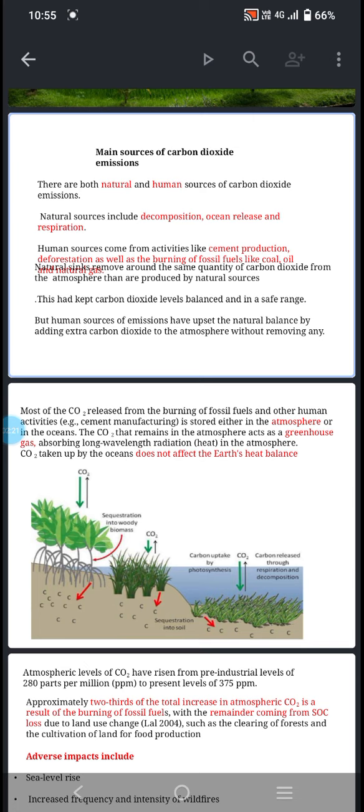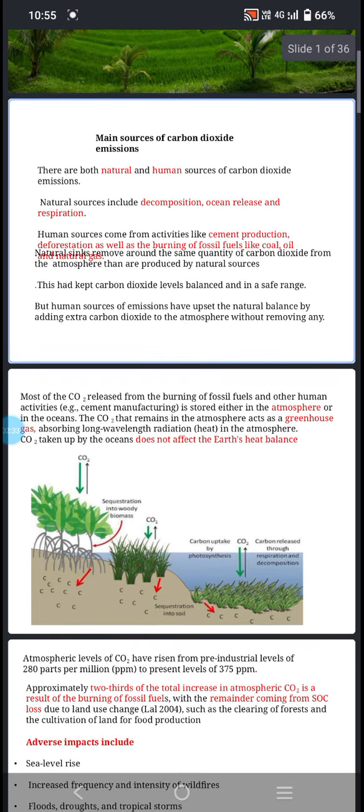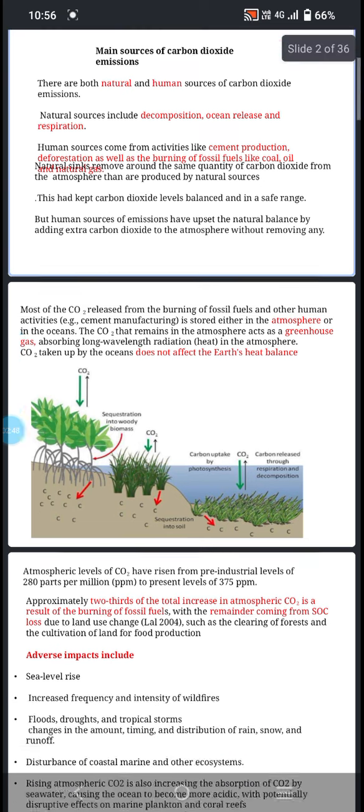CO2 is taken up by the plants and oxygen is released by the plants. There is sequestration into woody biomass, carbon dioxide uptake by photosynthesis, and carbon dioxide released through respiration and decomposition. These all take place through the soil, called carbon sequestration in the soil.